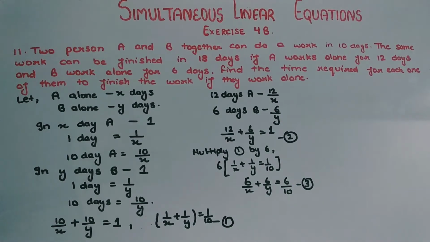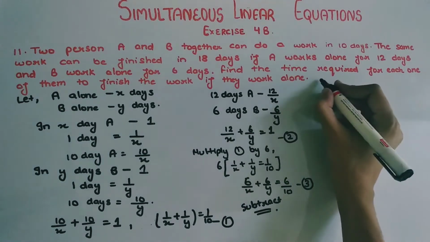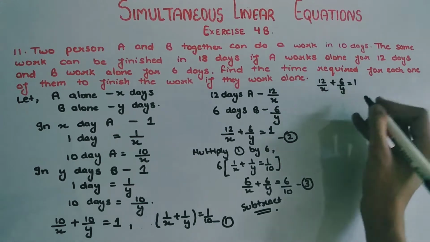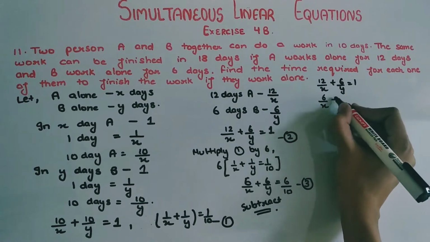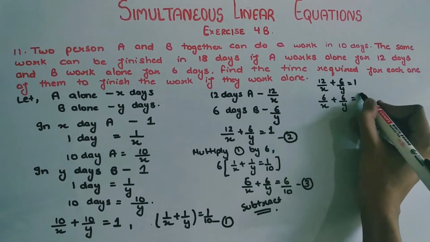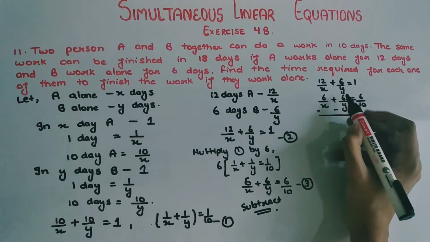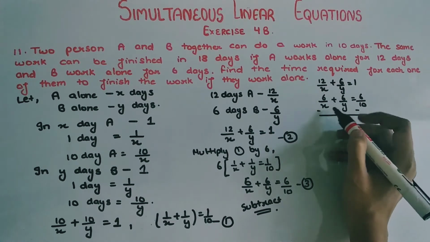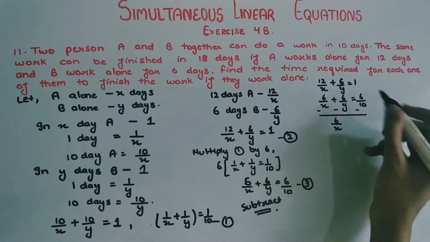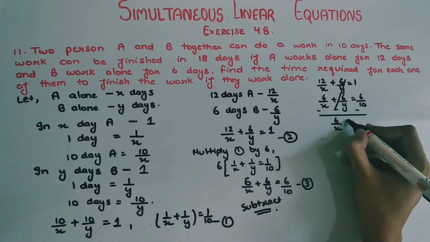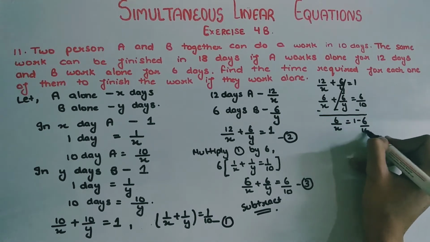Now we will subtract both the equations. We will subtract equation number 3 from equation number 2. Equation number 2 is 12 divided by X plus 6 divided by Y equals 1, and equation 3 is 6 divided by X plus 6 divided by Y equals 6 by 10. We know that while subtracting we have to change the signs. We have 12 by X minus 6 by X, which is 6 divided by X, and 6 by Y minus 6 by Y will get cancelled, equal to 1 minus 6 divided by 10.